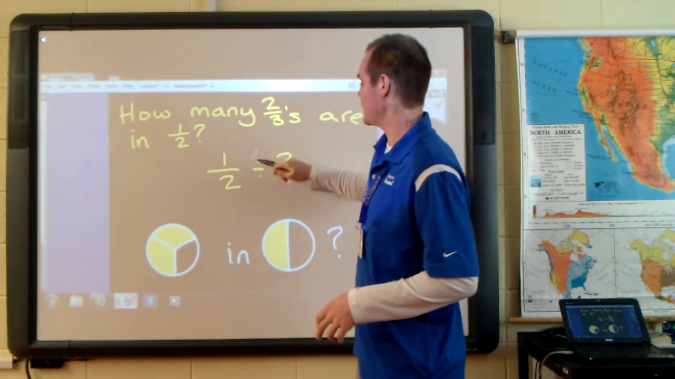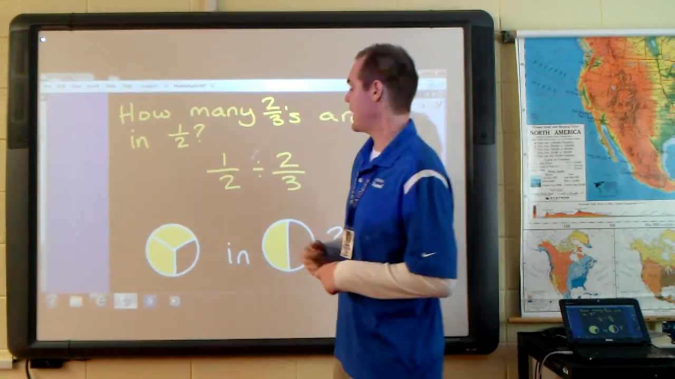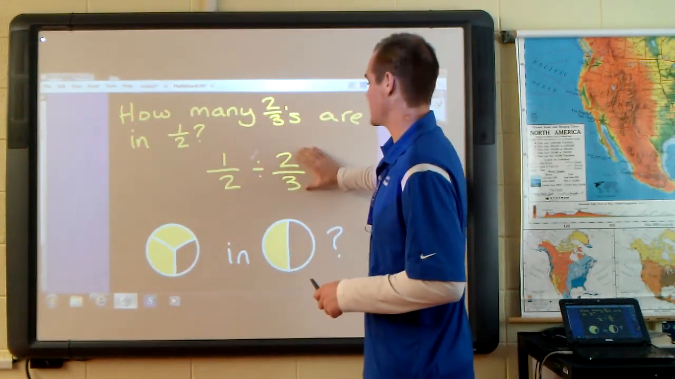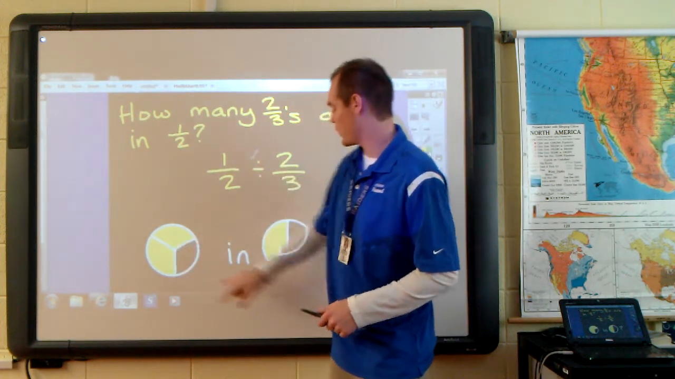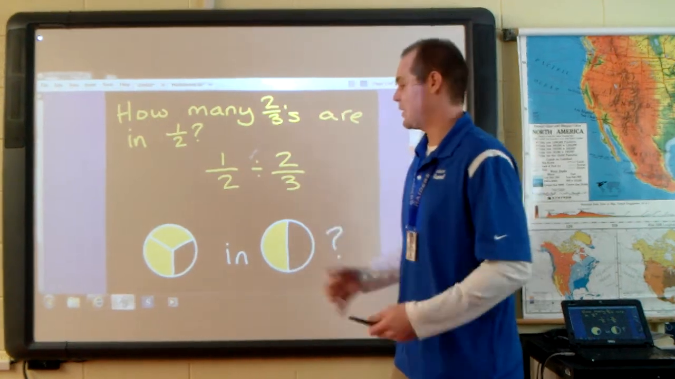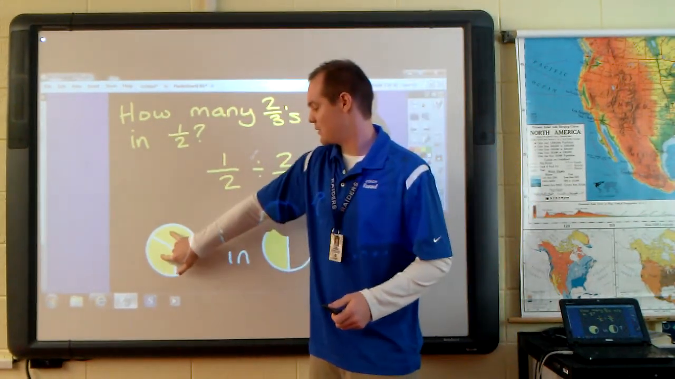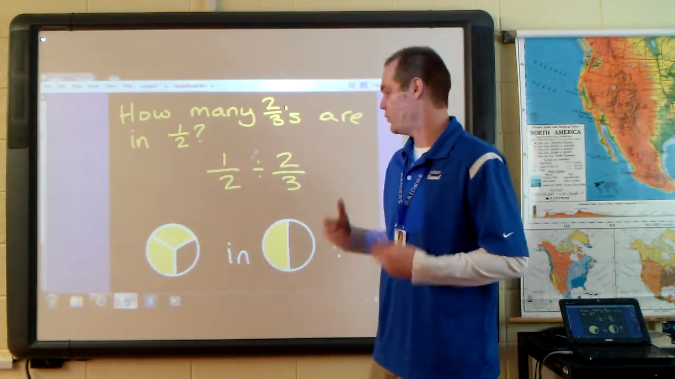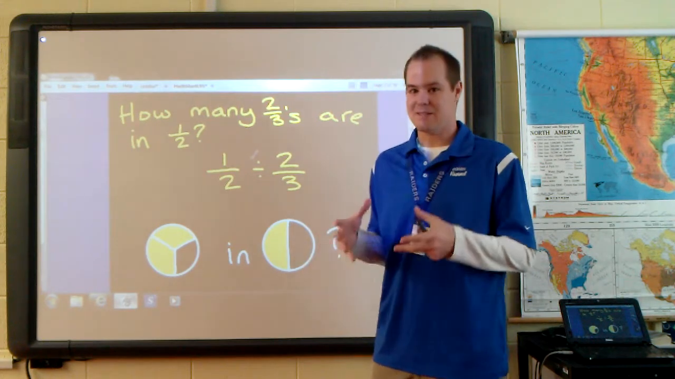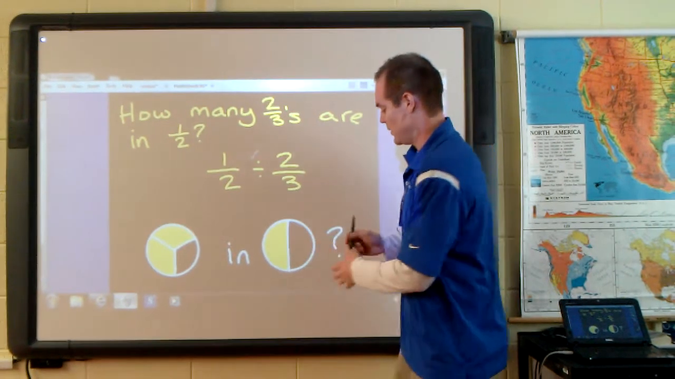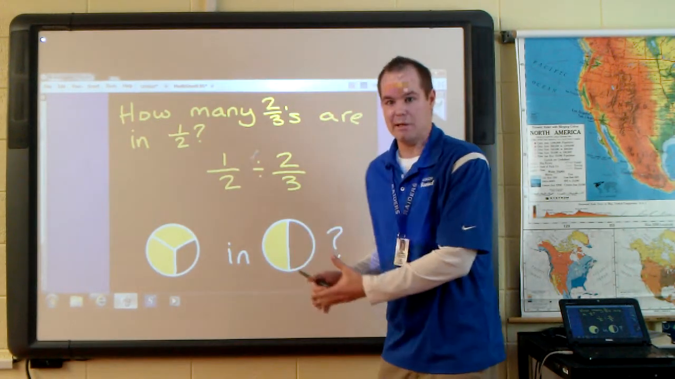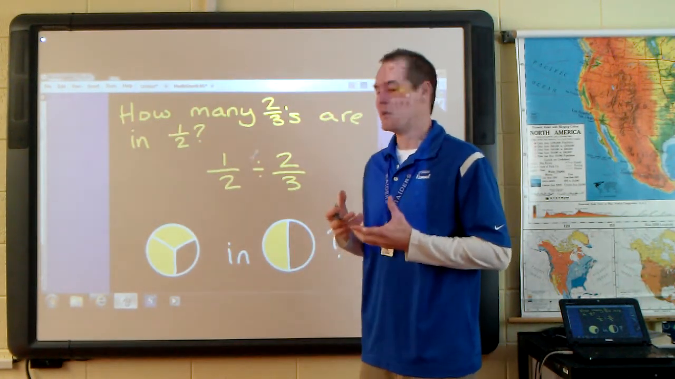1/2 divided by 2/3 is basically asking us how many 2/3 are there in 1/2. So how many times does this 2/3 go into this 1/2? Well, you can tell that 2/3 is clearly bigger than 1/2, so hopefully our answer ends up being less than 1, because if there was 1 2/3 in 1/2, it would clearly be bigger than the 1/2, so our answer should end up being less than 1.